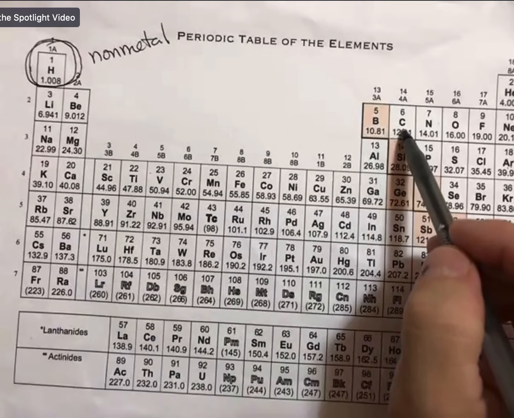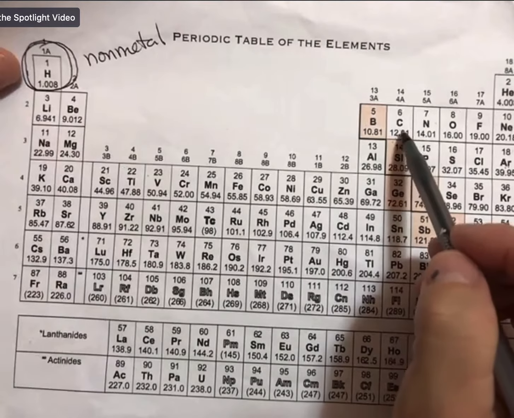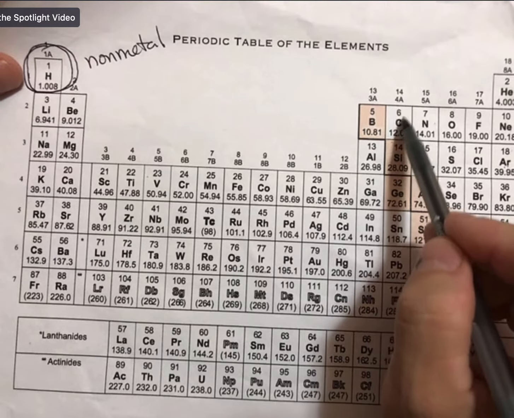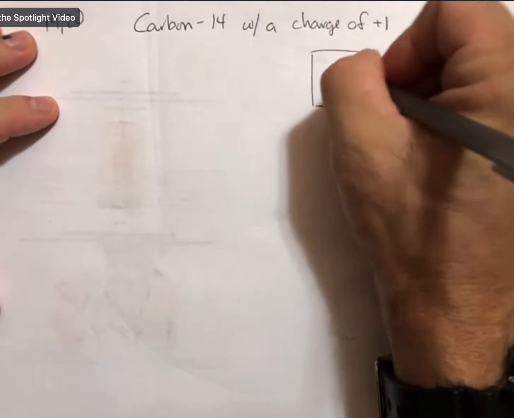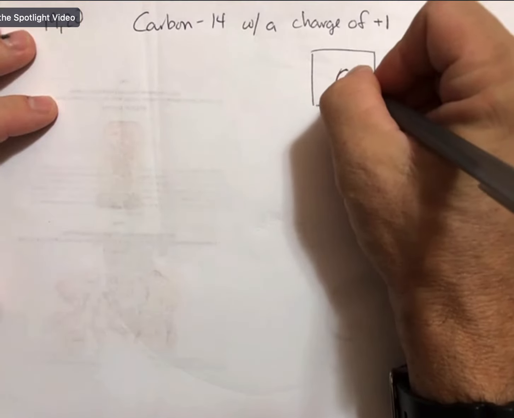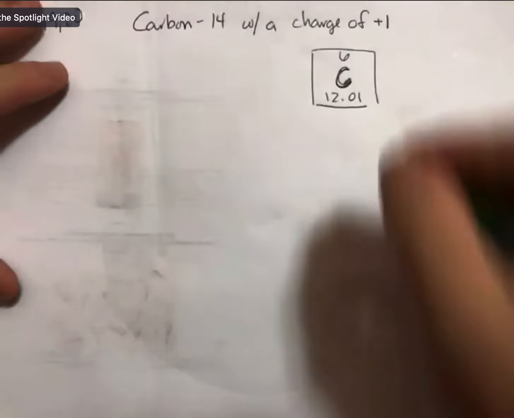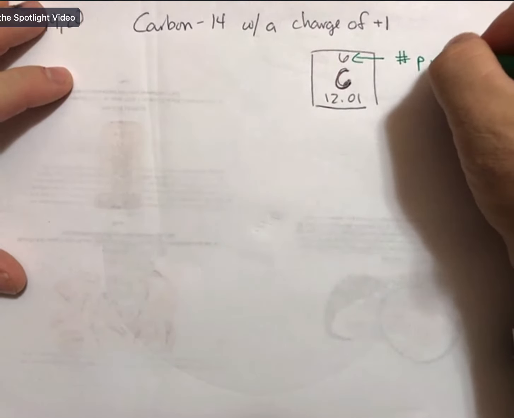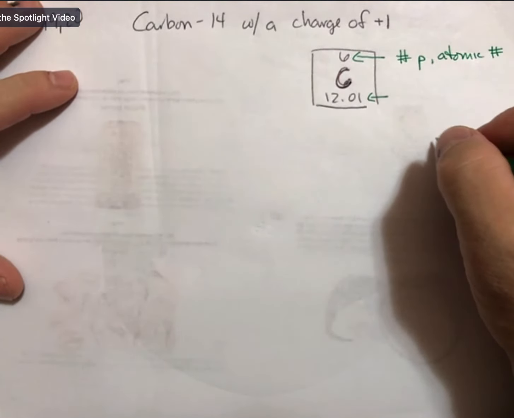When I come to carbon's square on the periodic table, I have 6 as the number of protons, and the molar mass is on the bottom. It's the number of protons that I'm going to be worried about for solving this question. Sorry, that should be a C for carbon. Turn that into C with a 6 and a 12.01. The number on the top is the number of protons, also called the atomic number. The number on the bottom is the average molar mass.